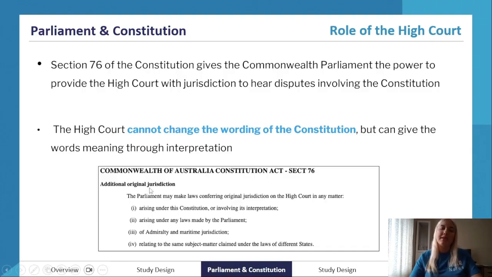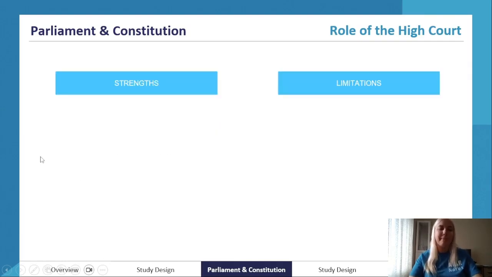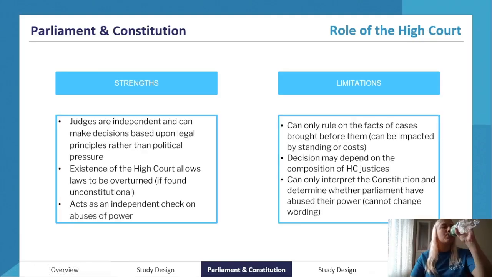So you need to know some of these original jurisdiction of the High Court, some of these examples, so you should memorize some of them. We can see some additional ones arising under any laws made by the Parliament. So this includes Section 109. It includes concurrent powers as well, and any disputes like that may be heard by the High Court. And there are some other examples here. You'll have more in your textbook though. So just remember a few of them.